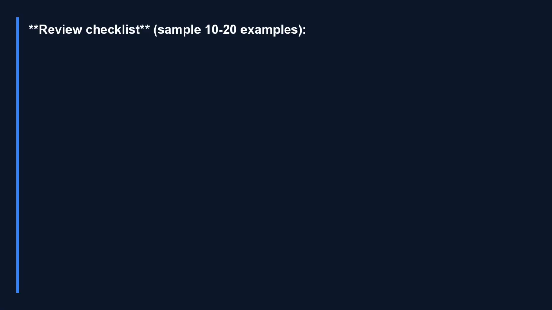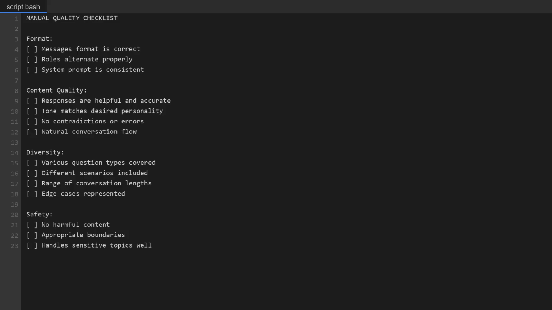Automated validation catches structural problems, but it can't catch quality problems. For that, you need to manually read a sample of 10 to 20 examples from your dataset and work through this checklist. The format section confirms your structural basics. Messages have the right roles, they alternate correctly, and the system prompt is present and consistent across examples. The content quality section is where human judgment is irreplaceable. You're asking whether the responses are actually helpful and accurate, whether the tone matches your target personality, and whether the answers feel natural rather than robotic.